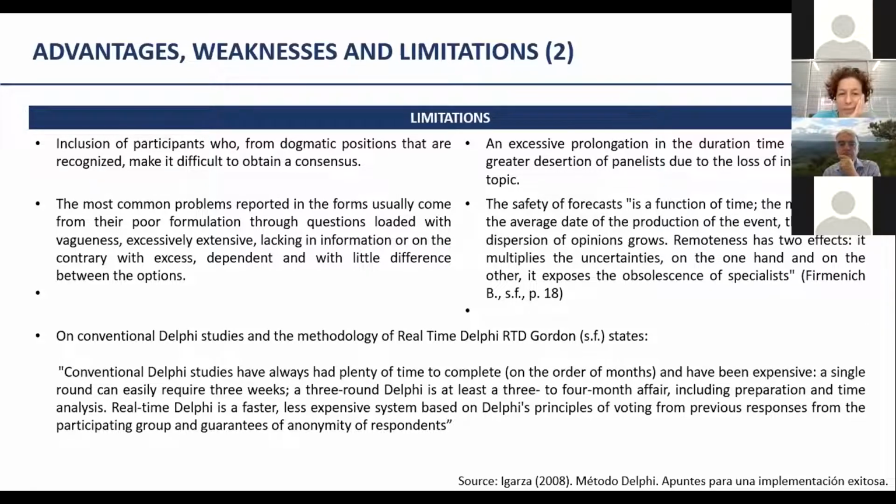The most commonly reported problem is the formulation of the question. For that, I suggest that the statements be written by experts too, people who know the topic. An excessive prolongation of the duration can cause participant desertion. For that, three weeks is a good time, because one month, two months, three months is a long time, and the exercise can lose quality.